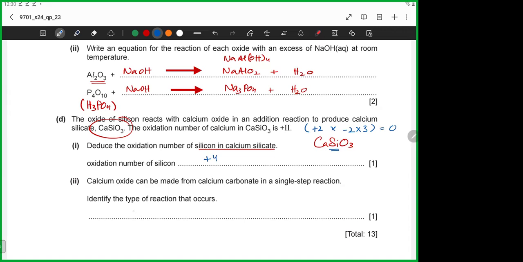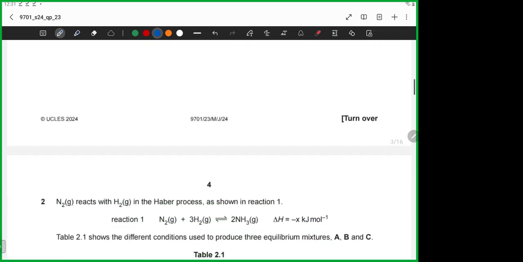So calcium oxide can be made from calcium carbonate, right? Yeah. They didn't ask for the equation, but what's the equation, by the way? And what is the reaction called? Oxidation. The equation is when you heat a carbonate or a nitrate, it decomposes, right? And that's known as thermal decomposition. Yes.